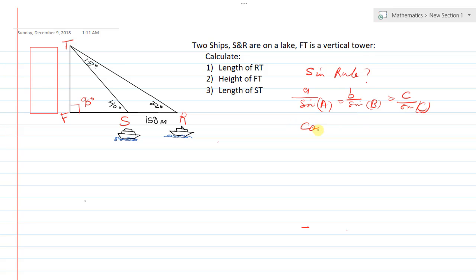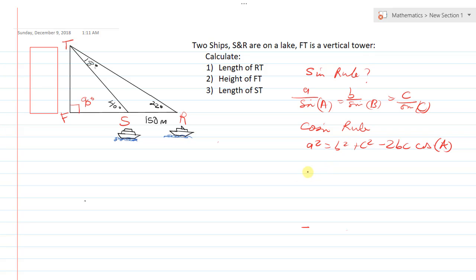Or should we use the cosine rule, which says that a squared equals b squared plus c squared minus 2bc cosine A? Now that's the angle related to a, as we have seen on top here.